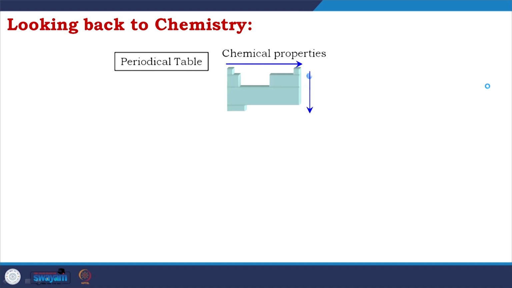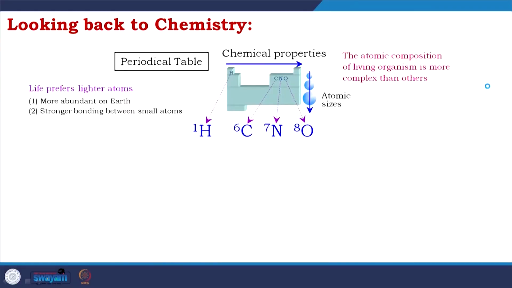So, now we know about these 20 amino acids, but as we talked about, our goal is to go for structure. This knowledge is not good enough. We will look back to the chemistry. I have already discussed the position of hydrogen, carbon, nitrogen, oxygen in the periodic table. We talked about how the atomic composition of living organisms is more complex than others, but very interestingly the biological macromolecules are formed with just a small number of them. We talked about hydrogen, carbon, nitrogen, oxygen.